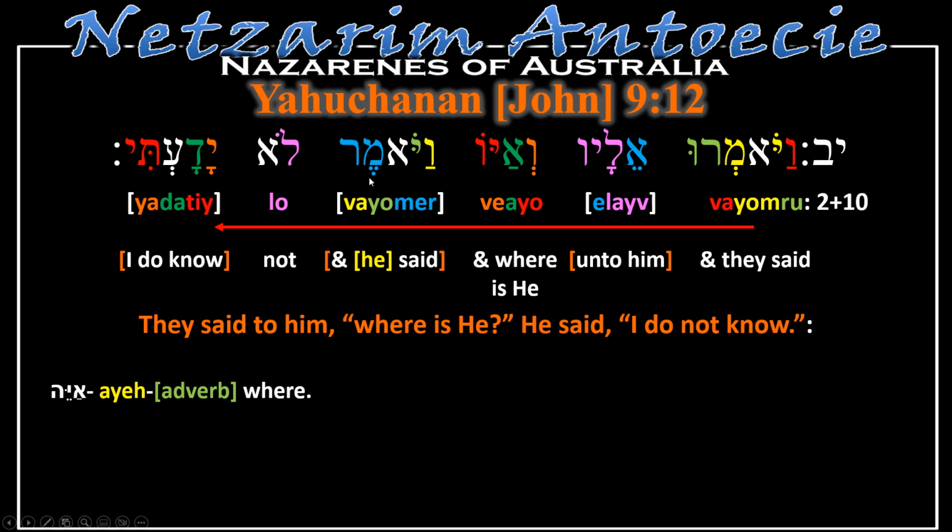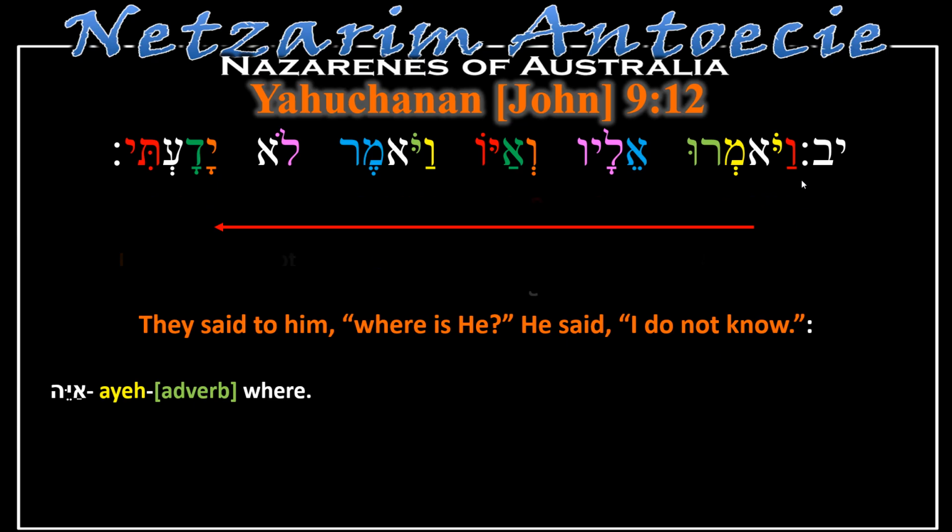Va yomer, and he said, again, no pronoun, so we say he. Lo, not, yadati, I do know. Again, the I is the pronoun, the T at the end, and yada means to know. So we translate as they said to him, where is he? He said, I do not know.